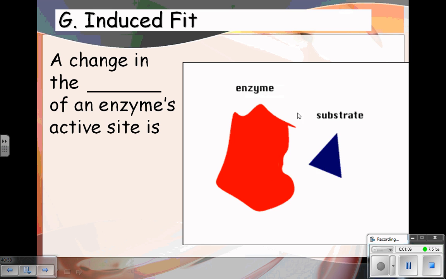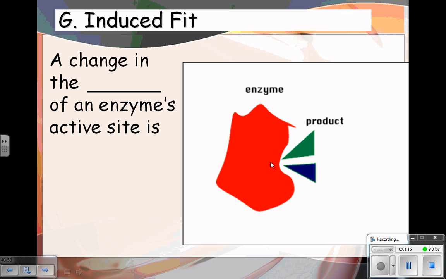So you start out with the enzyme and the substrate. The substrate gets in here and it changes the shape of the enzyme's active site. And there's the catalysis where the substrate breaks down to make the products. And those are the products.